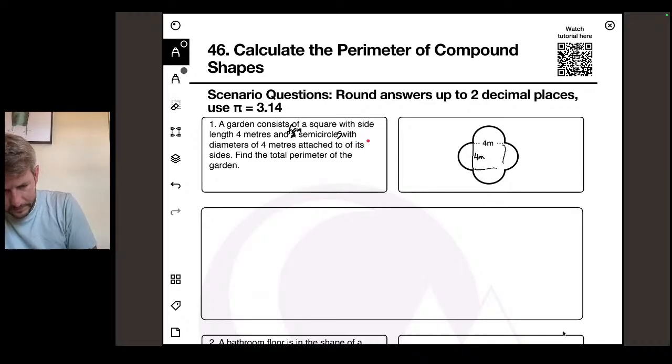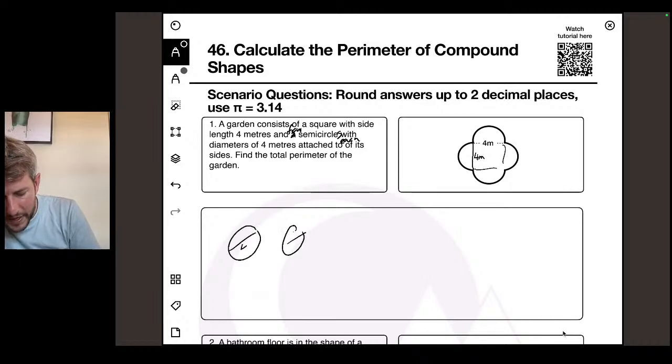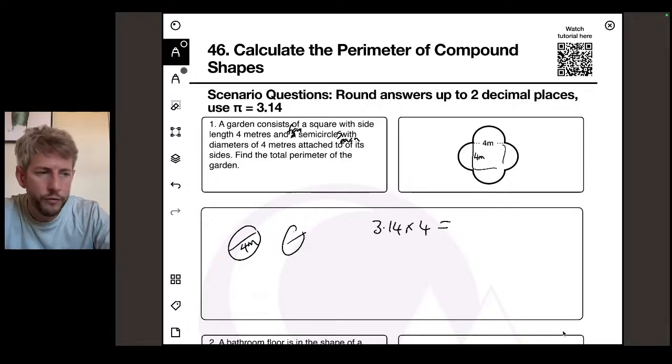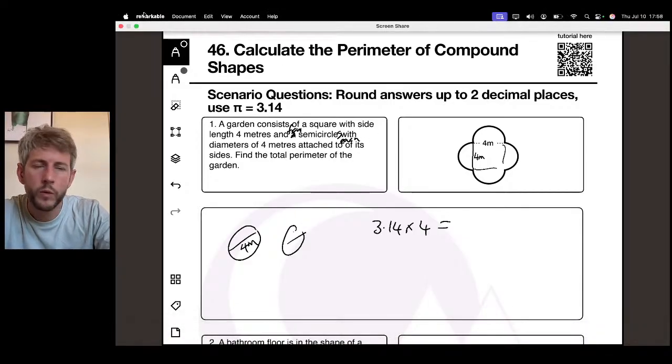4 to each of its 4 sides. Okay, so here we've actually just got 2 circles with diameter 4 meters. So we just need to find the circumference of one of these circles and then double it. So that's going to be 3.14 times 4. Okay, and then we'll find out what that is, and then we will times that by 2.